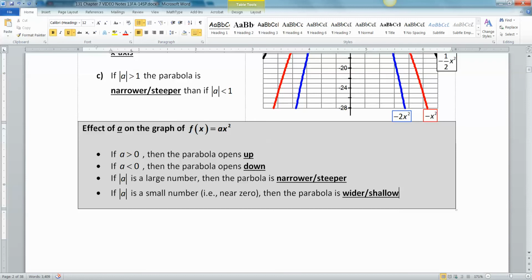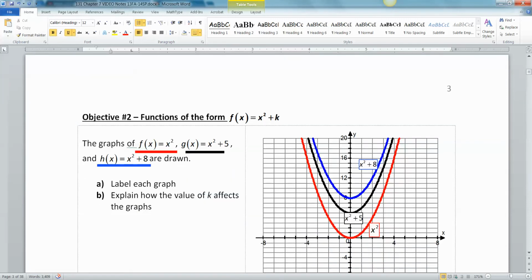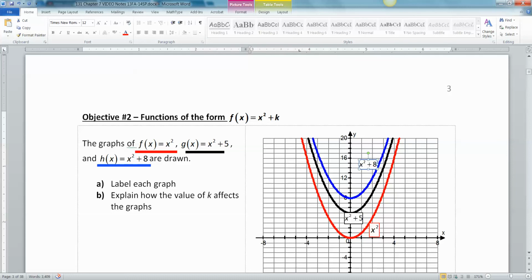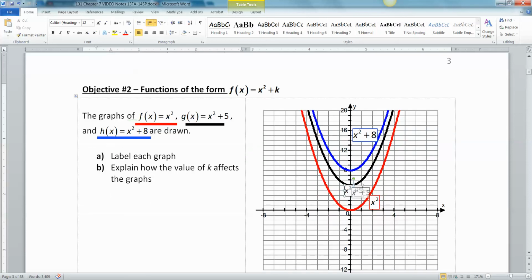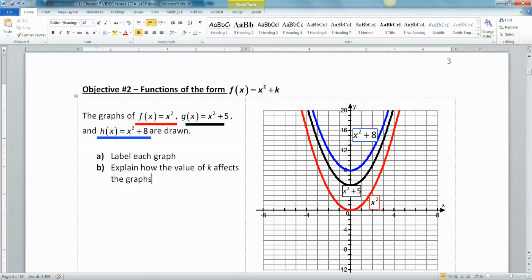All right, so that's how A affects a graph. Let's see what else we can do. Now we're going to look at functions of the form f of x equals x squared plus k. So we're going to start adding on a number at the back end of these graphs and seeing what happens. I have x squared, again, in red. Then I have x squared plus 5, which is the black one, and x squared plus 8, which is the blue one right there. There wasn't a really good way to label these because they're tricky, but hopefully this makes sense.